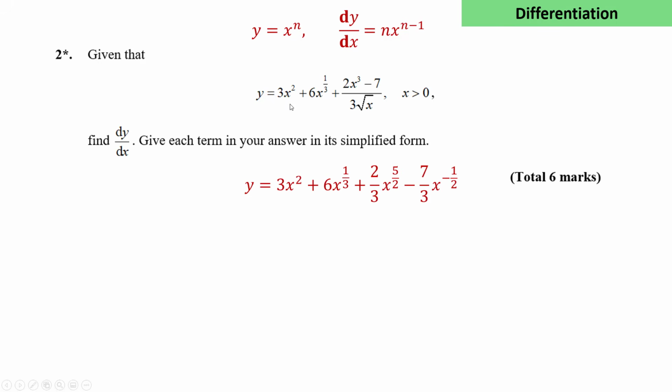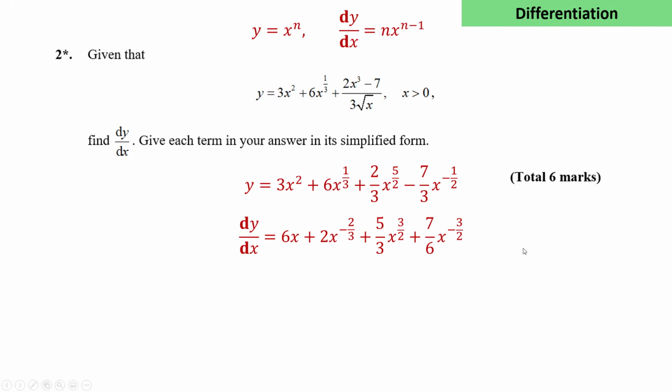Our first job is to convert that into a differentiable form, a sum of terms that can be differentiated using the recipe above. We convert the 2x cubed minus 7 over 3 root x to give us 2/3 x to the 5 over 2, so that's x cubed divided by x to the half, minus 7 over 3 x to the minus a half.